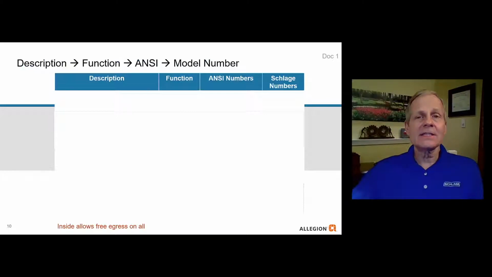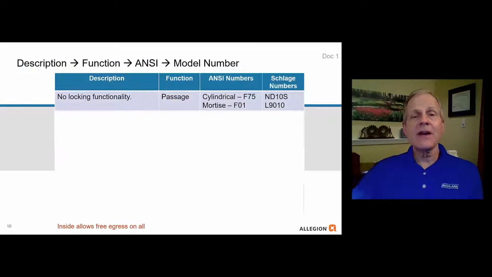So let's take a look at some different lock functions along with their model numbers and ANSI numbers as well. So we start out with a passage set. In cylindrical, the ANSI number would be F75, and in a mortise lock set, it would be F01. For Schlage, a passage set in a cylindrical is an ND10S, and in a mortise lock, it would be an L9010.